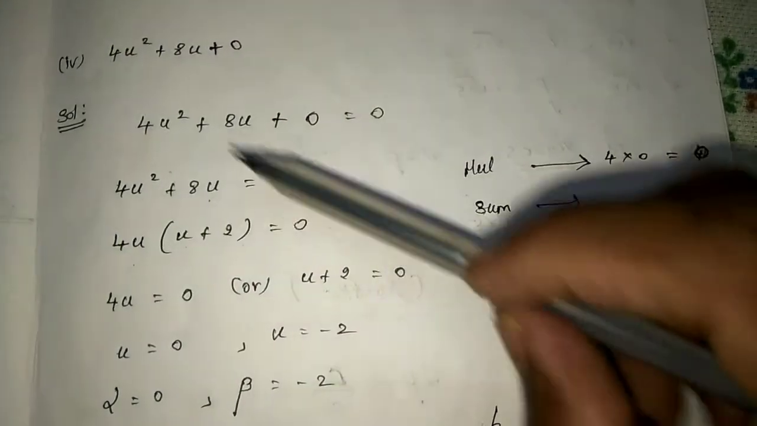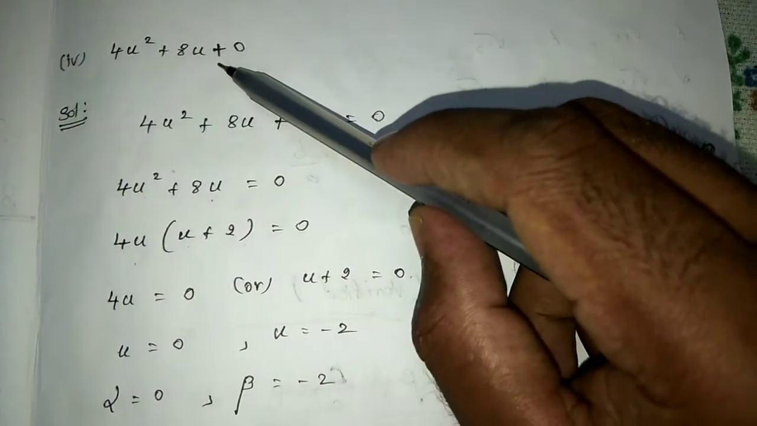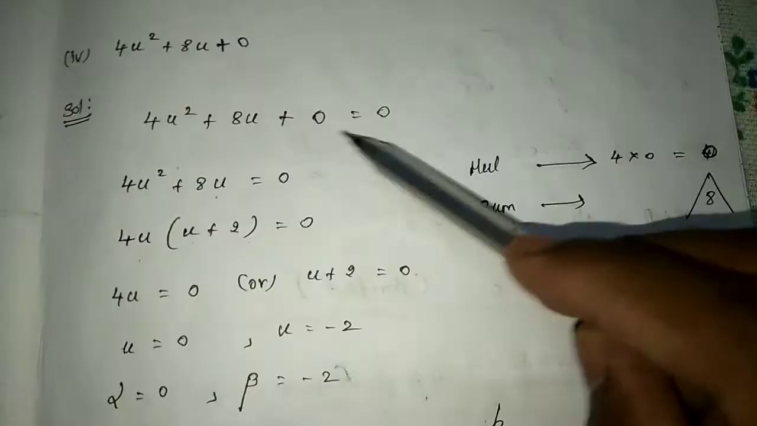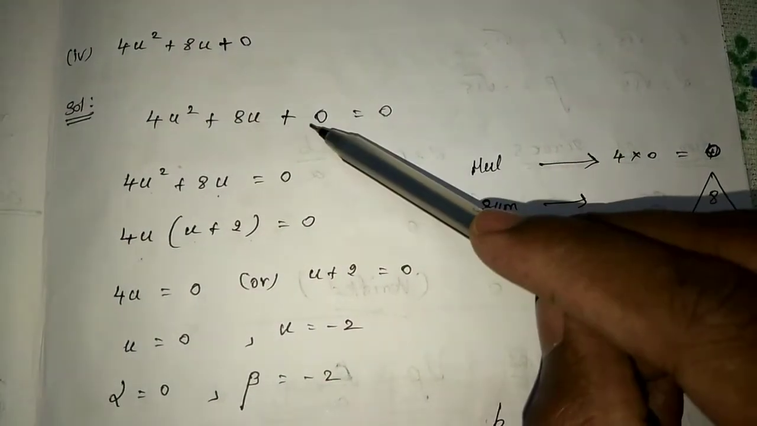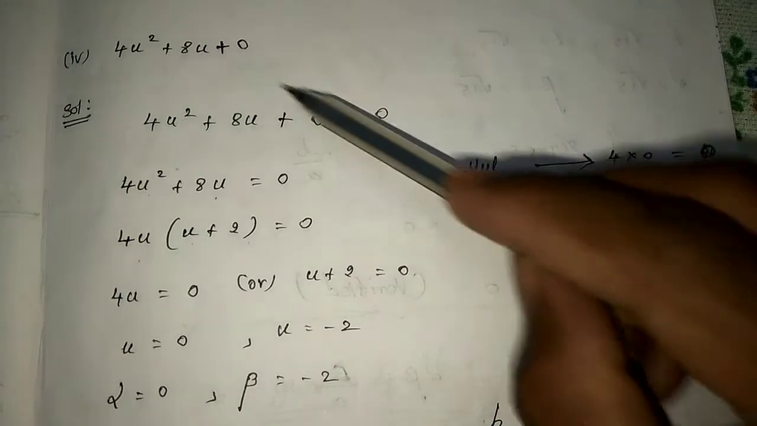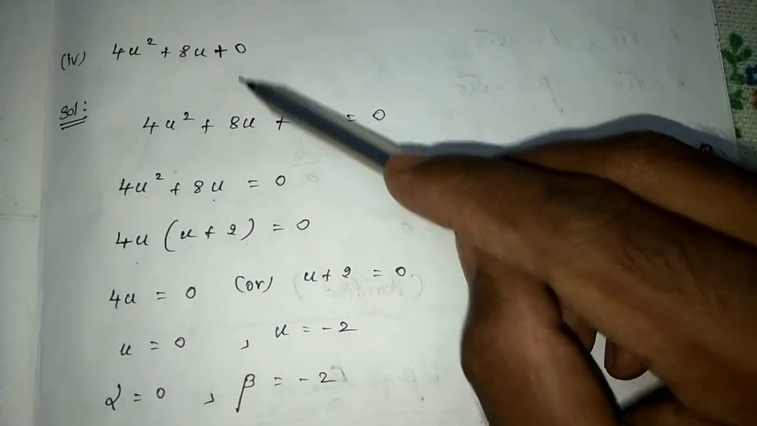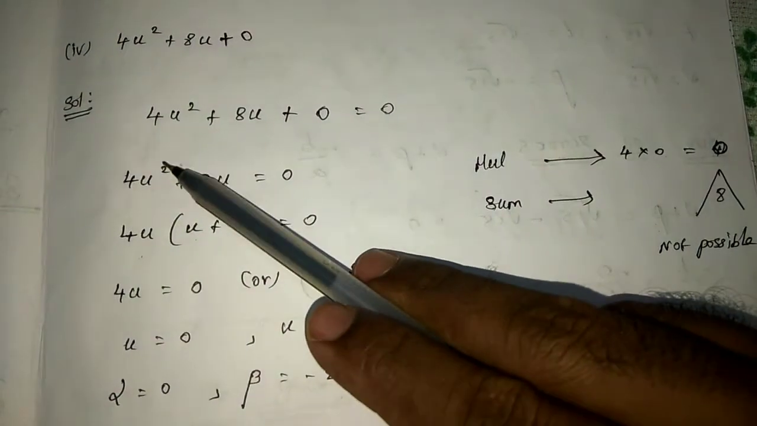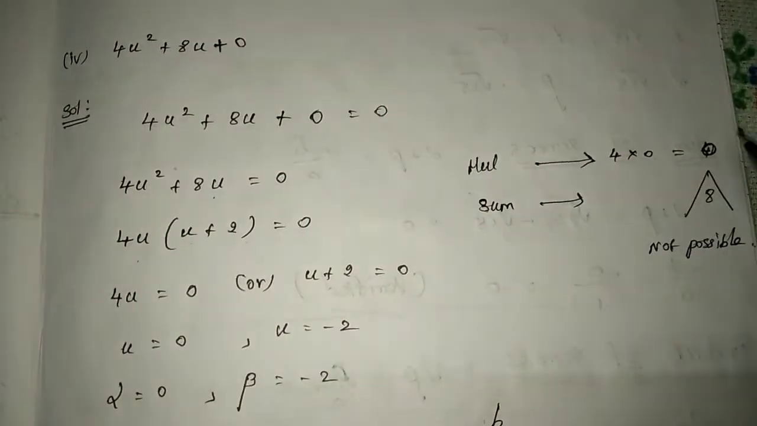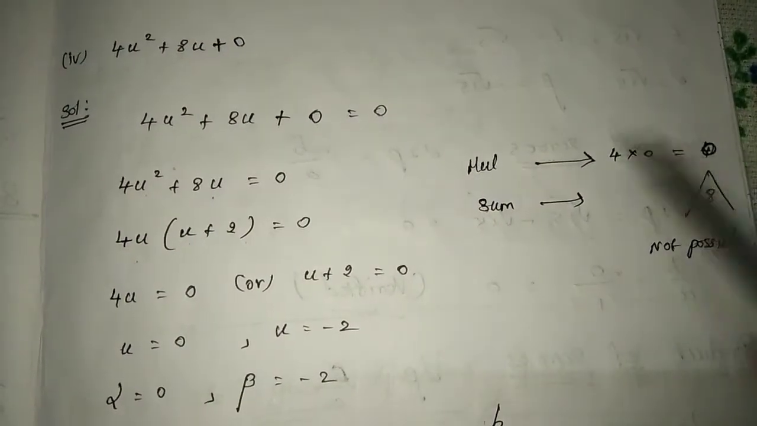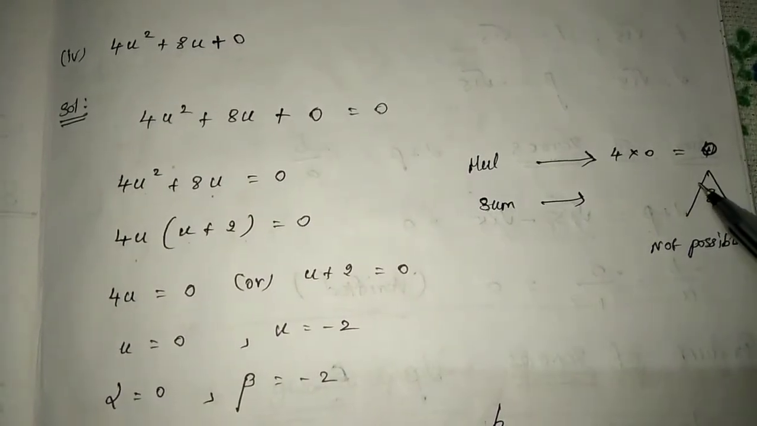Next question, the fourth one, 4u squared plus 8u plus 0. We set this term equal to 0, so 4u squared plus 8u plus 0 is equal to 0. Because there is no constant here, I can just add 0. 0 is the constant term. Next, when you multiply a into c, it becomes some number, that is 4 into 0, that is 0. Then the sum of the two numbers is 8.